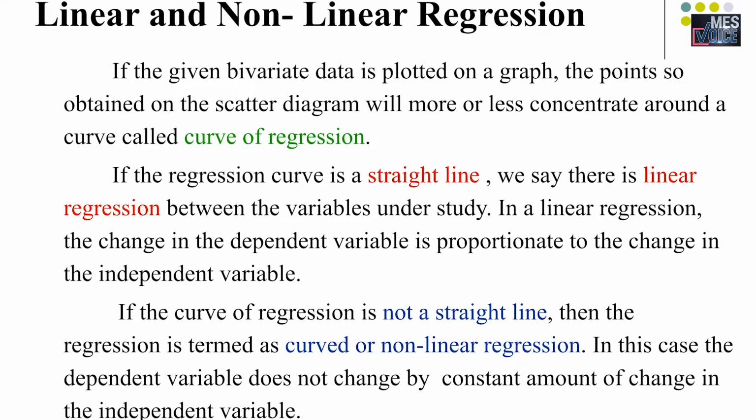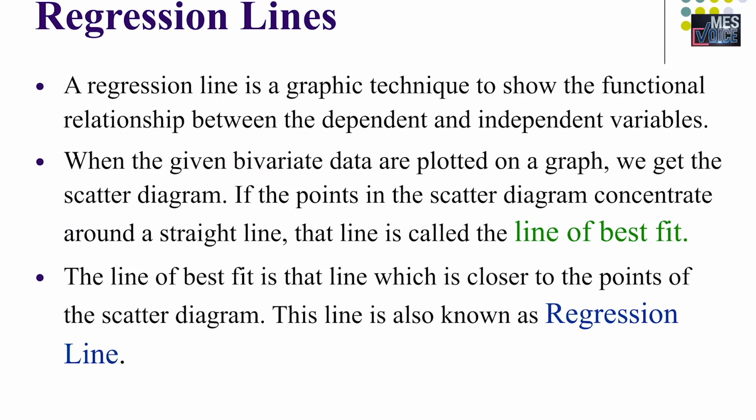Next, regression lines. A regression line is a graphic technique to show the functional relationship between the dependent and independent variables. When the given bivariate data are plotted on a graph, we get the scatter diagram. If the points in the scatter diagram concentrate around a straight line, that line is called line of best fit. The line of best fit is that line which is closest to the points of the scatter diagram. This line is also known as regression line.